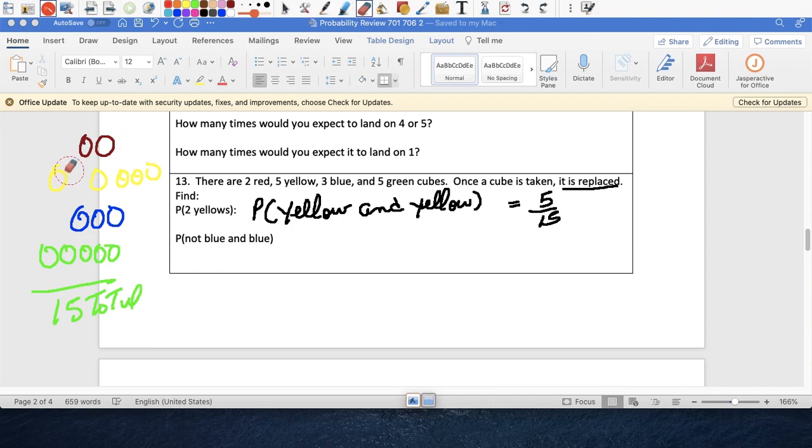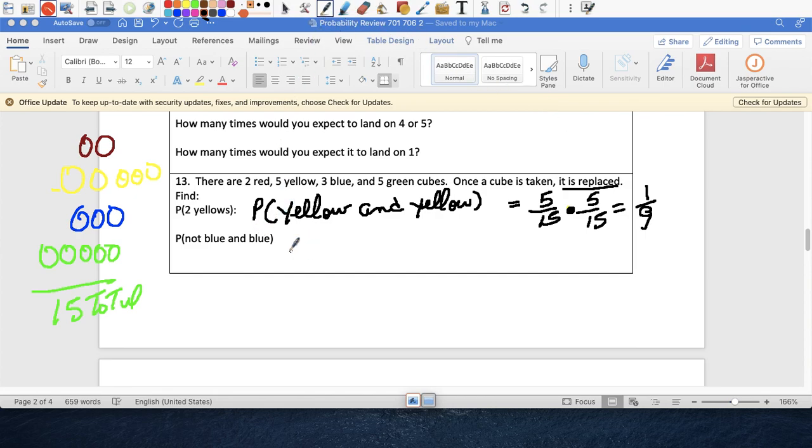So we're going to take this yellow out, right? So think about it. We take this yellow here, and guess what? We're going to put it back. So when we go for the second yellow, it's 5 out of 15 again. And the final answer should be, times, we get 1 over 9 when you simplify.